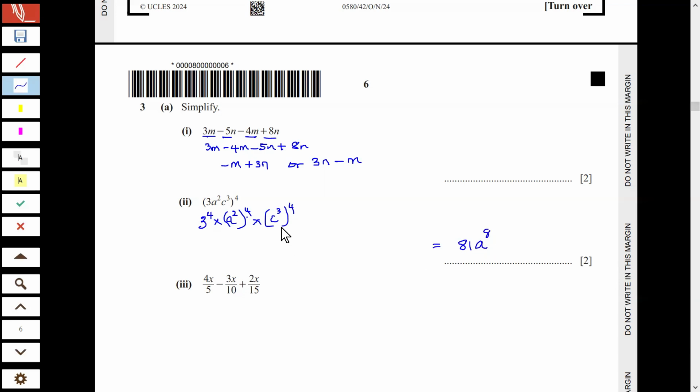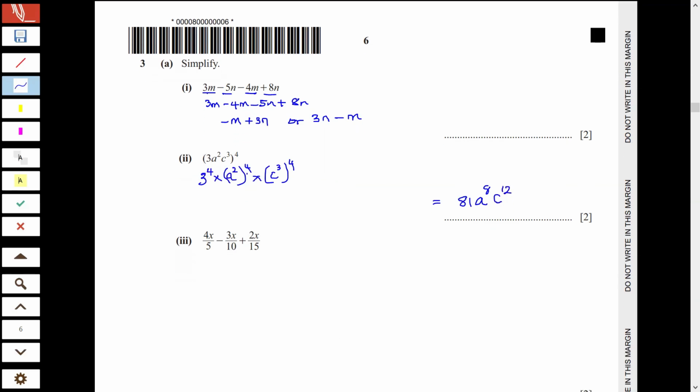And then finally we have c to the power of 3, all in bracket 4. It means all in bracket power 4. So multiplying the power by the power, 4 multiplied by 3, 4 times 3 is 12. So we're going to have 6c to the power of 12 as the answer to this.